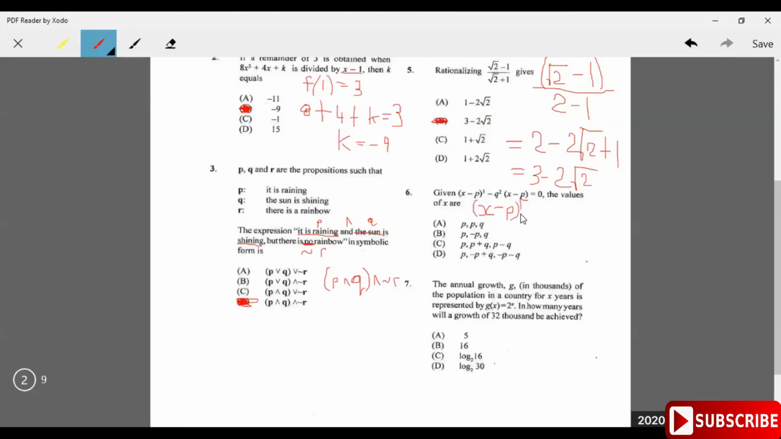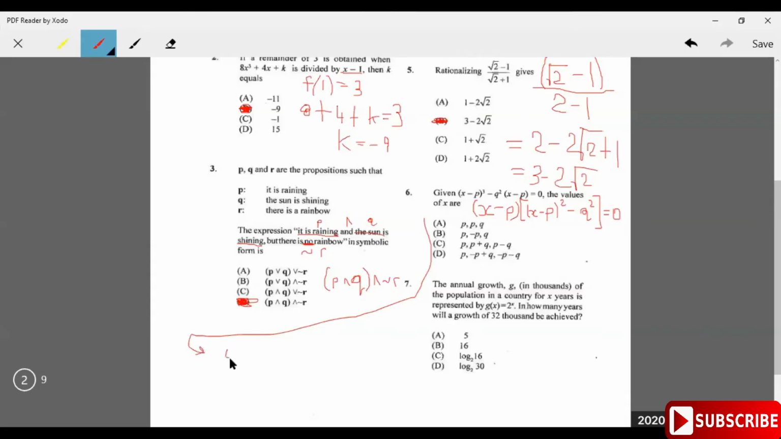We can factor out x minus p. What we're left with is x minus p all squared minus q squared, and that's equal to 0. If we factor out x minus p, times x minus p all squared minus q squared is equal to 0, then let me write it all the way down here. So question 6 is being continued in this space.